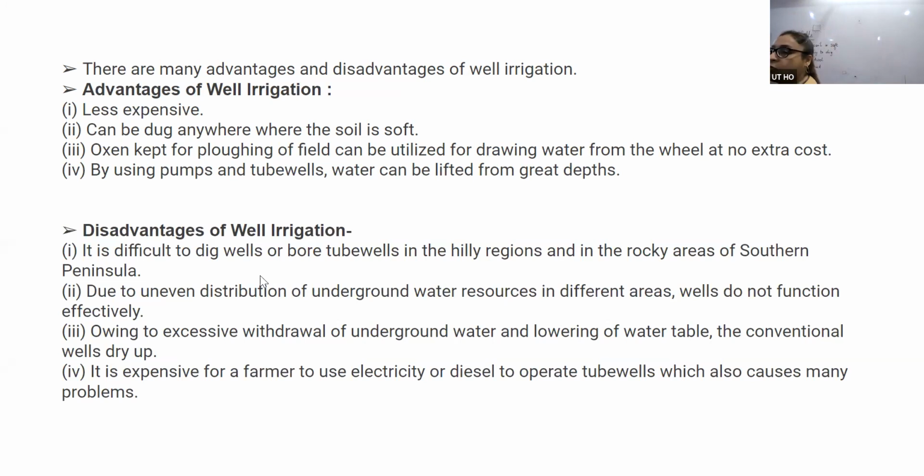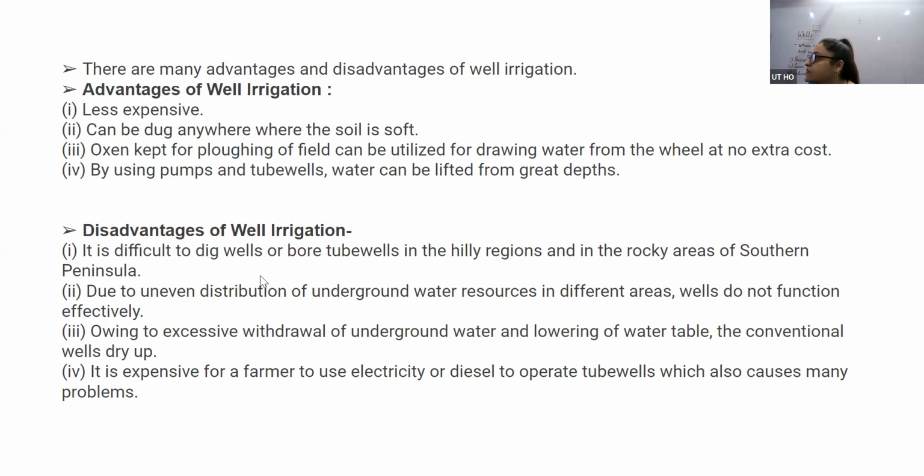Due to uneven distribution of underground water resources in different areas, wells do not function effectively. Uneven distribution means there might be places where you don't have underground water. So how can the well function?